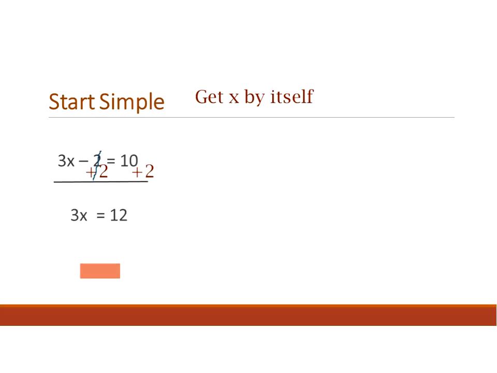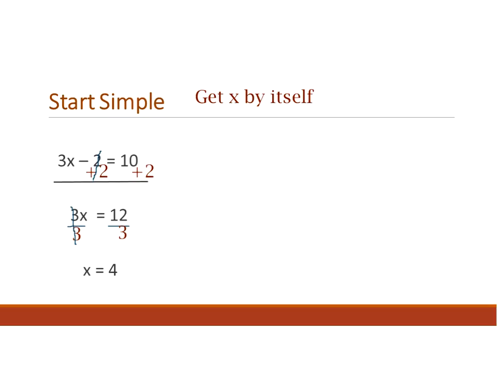The last thing I have to do is undo the multiplication that is between the 3 and the x. And the opposite of multiplication is division. And so I'm going to draw a line under each of those, and I'm going to divide out the 3 so that it goes to 1. 3 over 3 is 1, and we want x to be 1x. 12 divided by 3 is 4, and so x equals 4.